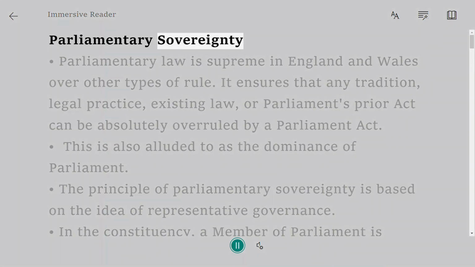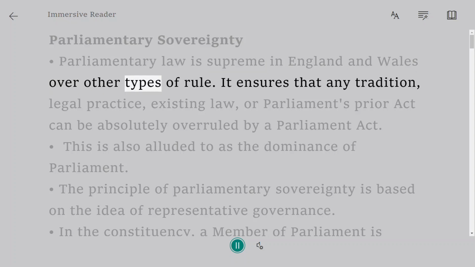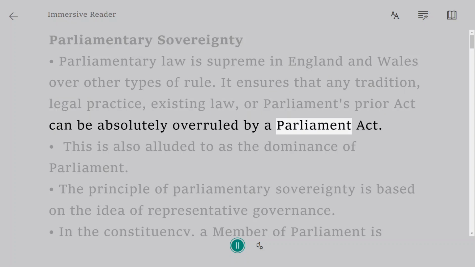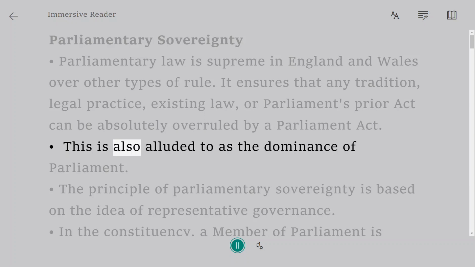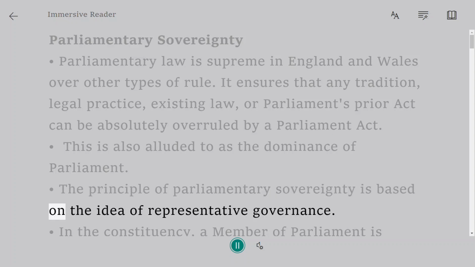Parliamentary sovereignty. Parliamentary law is supreme in England and Wales over other types of rule. It ensures that any tradition, legal practice, existing law, or Parliament's prior act can be absolutely overruled by a Parliament Act. This is also alluded to as the dominance of Parliament. The principle of parliamentary sovereignty is based on the idea of representative governance.